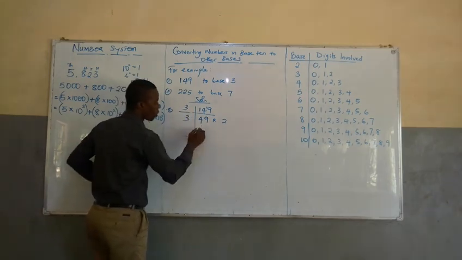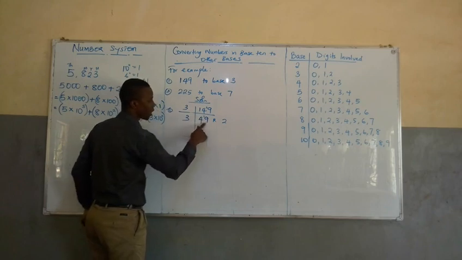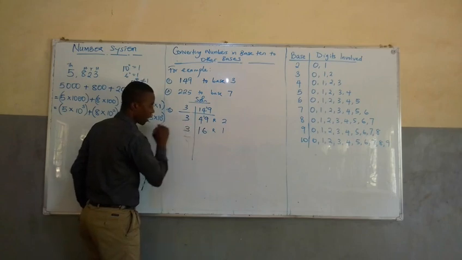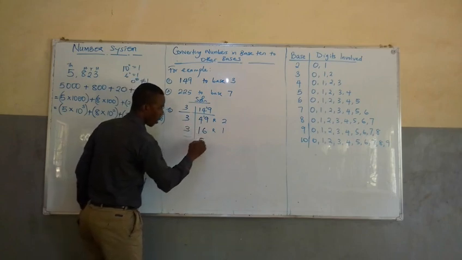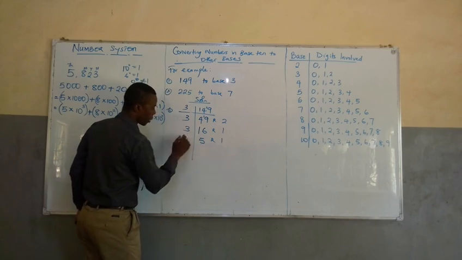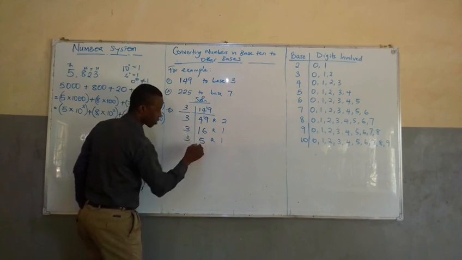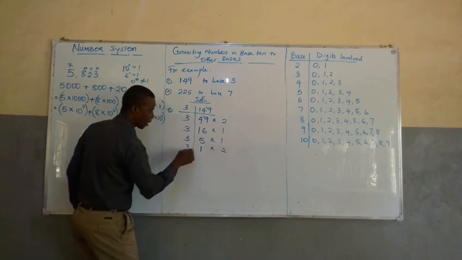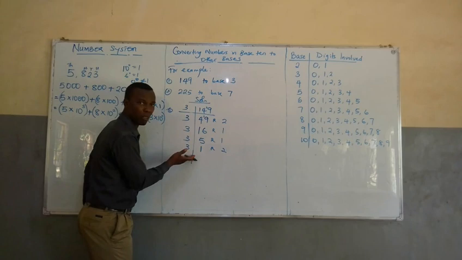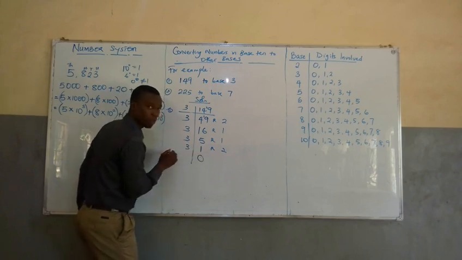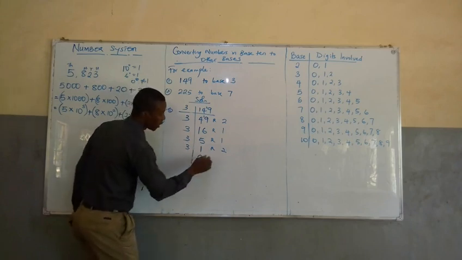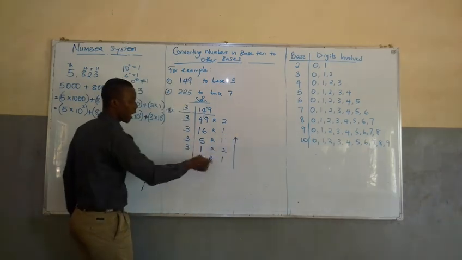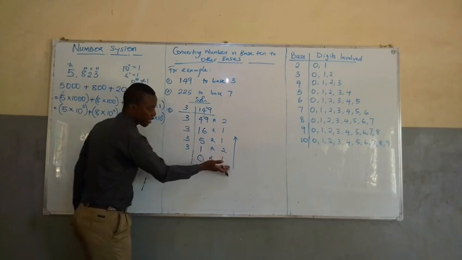So I have 3 goes into 4, that's 1 with remainder 1. 3 goes into 19, I'm going to have 6 remaining 1, and then 3 again, 3 goes into 16, I will have 5 remaining 1. Then 3 goes into 5, that is 1 time, remaining 2, and then 3 goes into 1, of course we can't bring out 3 out of 1, so that's remainder 1 itself. Then I'm going to take it upward this way. That's to say, I'm going to arrange the digits starting from the base here.